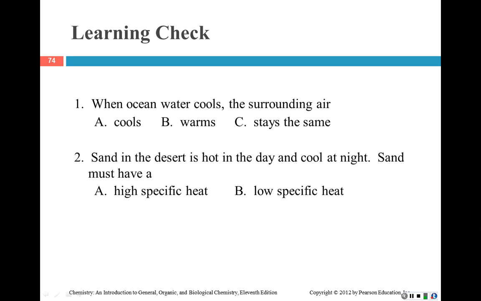A couple of questions to think about. When water cools, what happens to the surrounding air? Does it cool, does it warm, or does it stay the same? We know water has a high specific heat. Sand in the desert is hot in the day and cool at night. Sand must have either a high specific heat or a low specific heat. Decide what you think about those two.